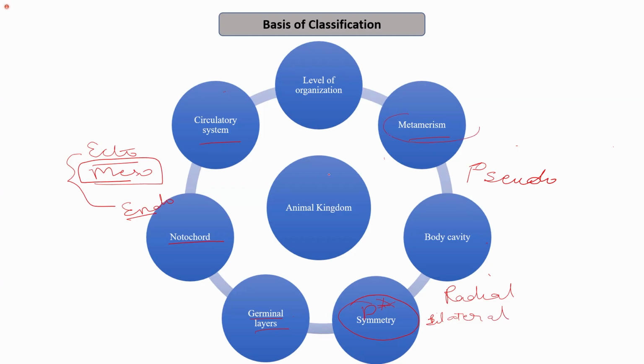This was discussed in the last class, and in today's lecture we will focus on metamerism, the circulatory system, and the notochord. After that, we will start with the different phyla and the characteristics of each and every phylum. There also we will relate to all of these bases of classification again.